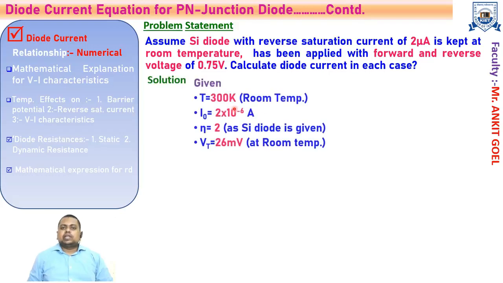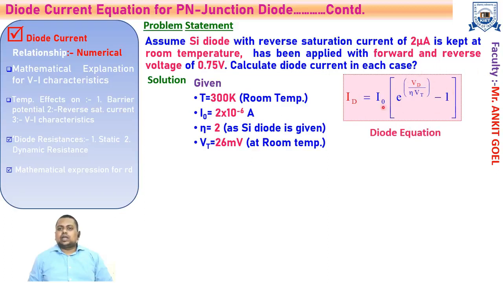We have been given the temperature as 300 Kelvin. In centigrade, it is 27 degree centigrade. When you add 273, you will get the temperature in Kelvin. So reverse saturation current is given as 2 microampere. So 2 into 10 to the minus 6 ampere is equal to I naught. Then silicon diode is given. So the semiconductor constant is 2 for silicon diode. And at room temperature, we have already calculated the value of the thermal voltage in the previous slide. That is equal to 26 millivolt. So substitute all the values in the diode current equation.